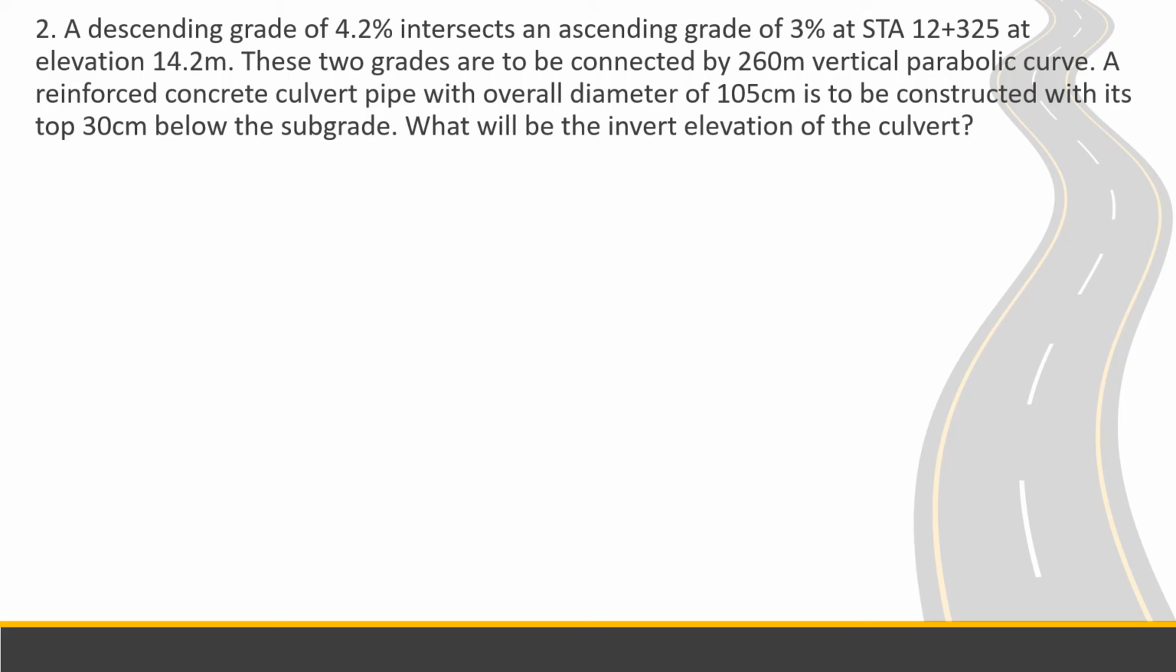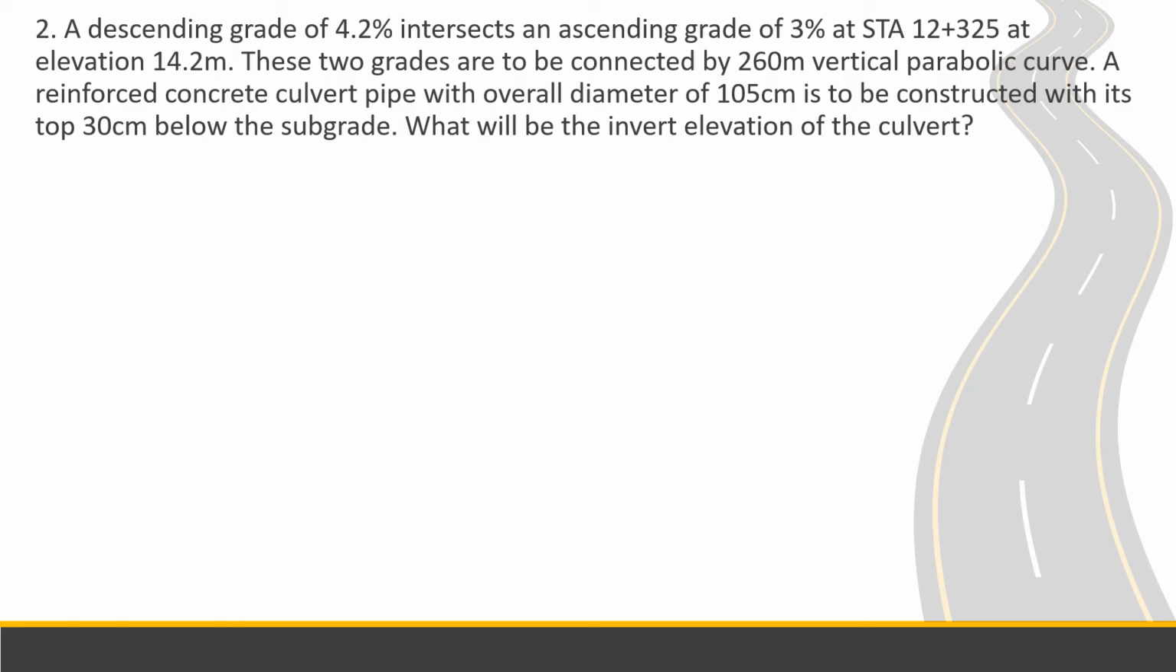Second problem. A descending grade of 4.2% intersects an ascending grade of 3% at station 12+325 at elevation 14.12 meters. These two grades are to be connected by a 260-meter vertical parabolic curve. A reinforced concrete culvert pipe with an overall diameter of 105 cm is to be constructed with its top 30 cm below the subgrade. What will be the invert elevation of the culvert?